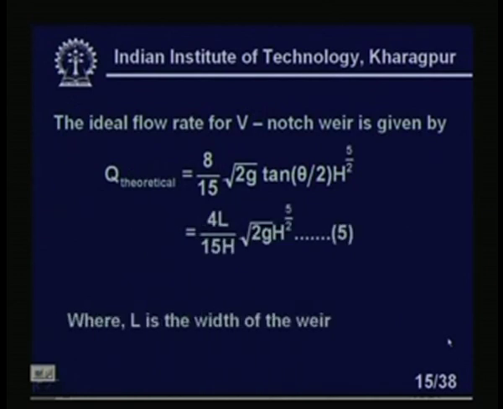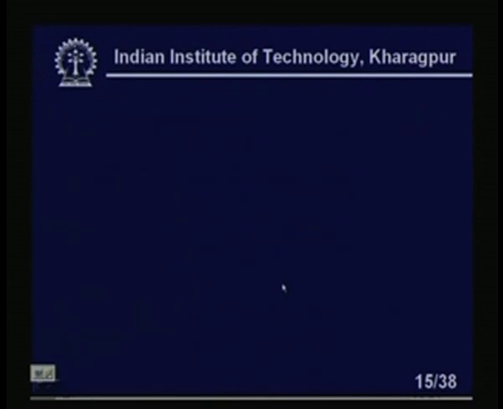So, the ideal flow rate for a V-notch weir is given by Q theoretical equal to 8 by 15 square root 2 g tan theta by 2 H to the power 5 by 2. If I replace tan theta by 2 with L by 2 divided by H, it becomes 4 L by 15 H square root 2 g H to the power 5 by 2. This is equation number 5, where L is the width of the weir or length of the weir, whatever you say, it is the same thing, right.